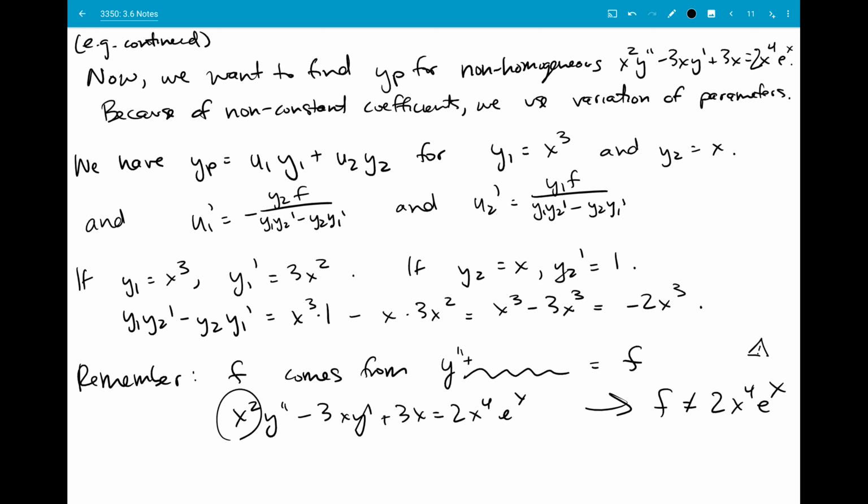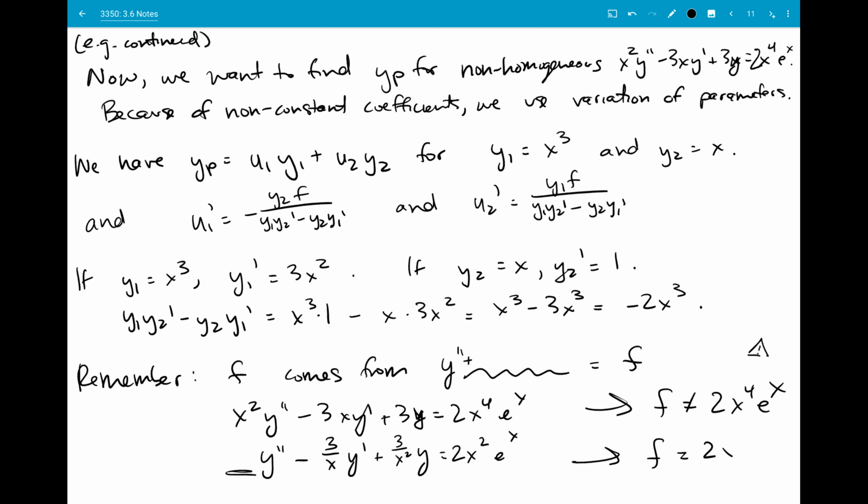Instead, we have to make sure there's nothing on our y double prime. There was always a 1 out front. So we have y double prime minus 3 over x y prime plus 3 over x squared y equal to 2x squared e to the x. All I did right here was divide through by x squared so that there would be nothing on our leading coefficient for y double prime. So f is 2x squared e to the x.